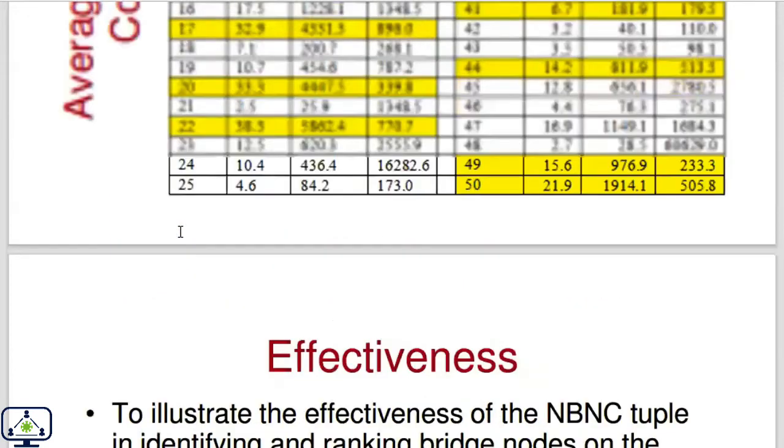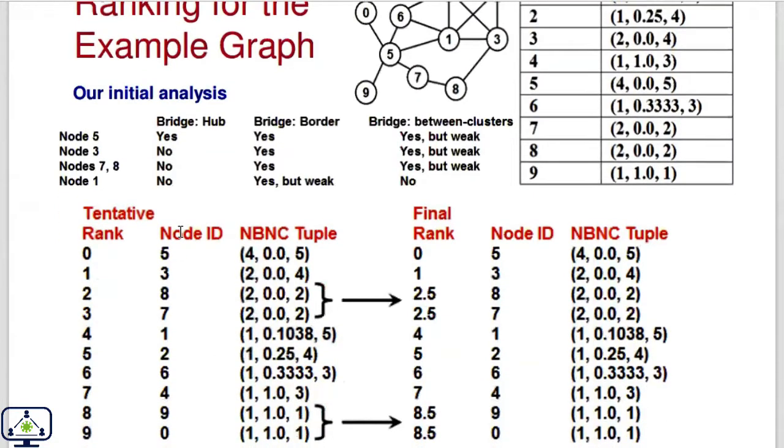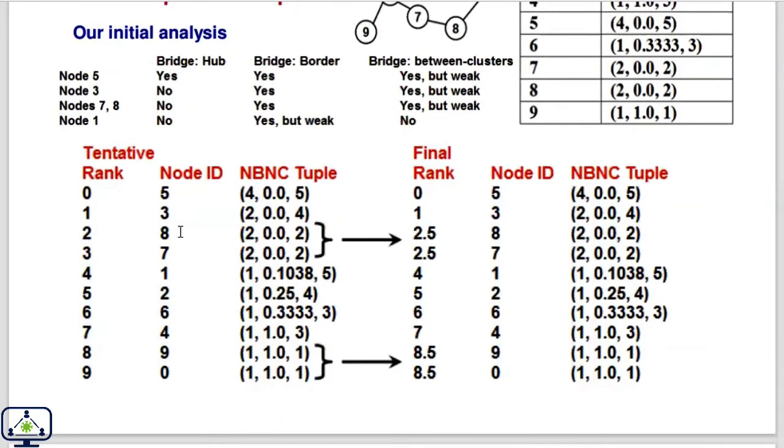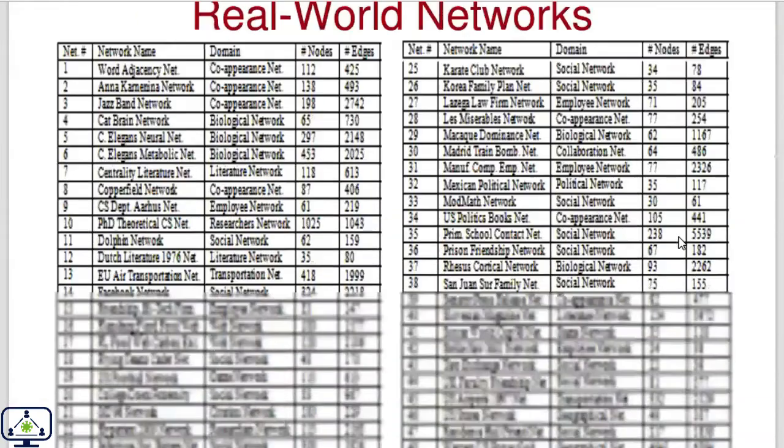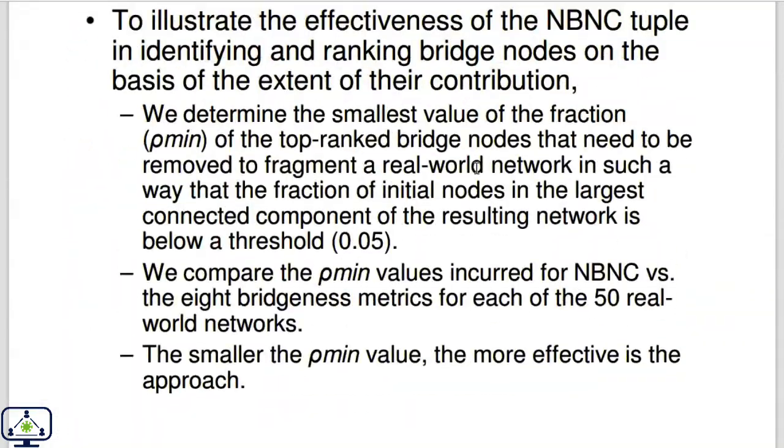So we rank the bridge nodes according to this tuple. Likewise, for any metric out there, we can rank the nodes on the basis of the values that metric is capturing. Then we remove the nodes in this order, the top rank bridge nodes, and find out the size of the largest component. We wait until the fraction of the vertices in the largest component becomes less than 0.05. So we keep removing the bridge nodes in the order of the ranking until the size of the largest connected component gets less than 0.05. That's what I use as a threshold.